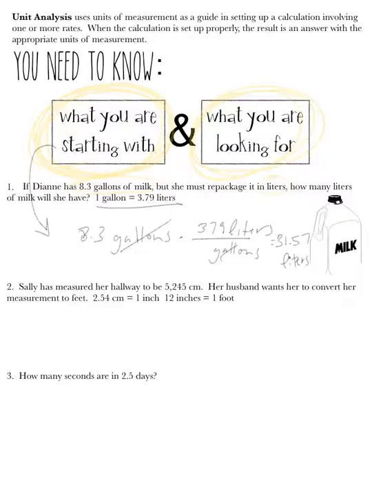Okay, so we're starting off with 5,245 centimeters. We know we want to end with feet. The only rate I have that has centimeters in it is this first one, so I have to use this one. 2.54 centimeters are in 1 inch. Cross cancel centimeters. Then I need to cross cancel inches, so I'm going to put 12 inches down here equals 1 foot. And I'm going to cross cancel inches.